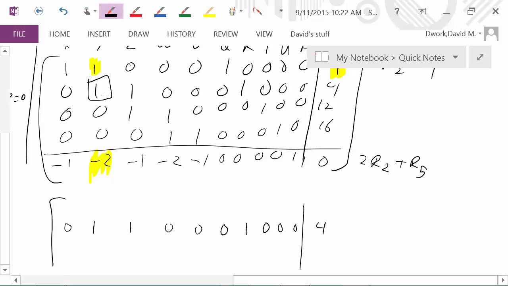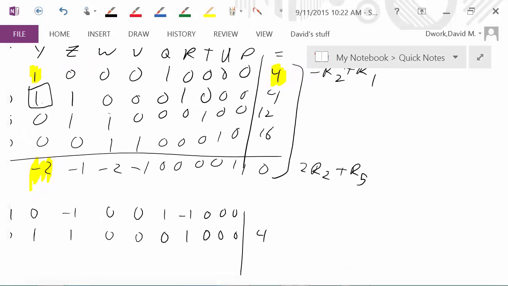So negative row 2: negative 0 plus 1 makes 1. Negative 1 plus 1 makes 0. Negative 1 plus 0 makes negative 1. Negative 0 plus 0 makes 0. Negative 0 plus 0 makes 0. Negative 0 plus 1 makes 1. Negative 1 plus 0 makes negative 1. And we can go ahead and fill those in. Those are all zeros. And then negative 4 plus 4 makes 0.